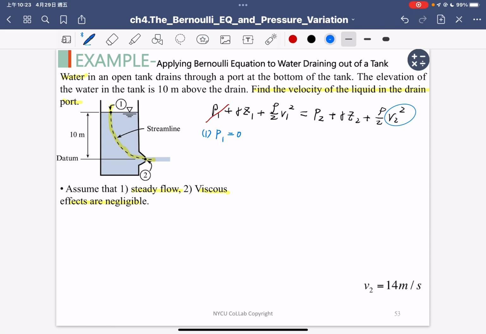And then we have a second condition. Sorry, we know that P2 here is also exposed to the air, so P2 will also equal 0.